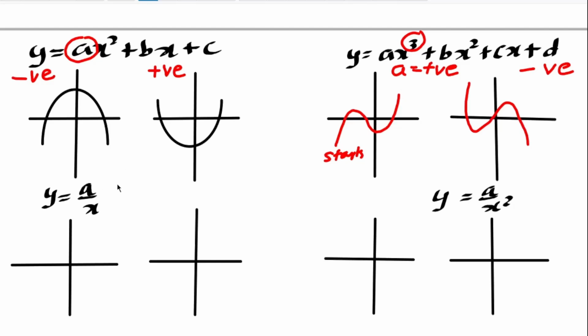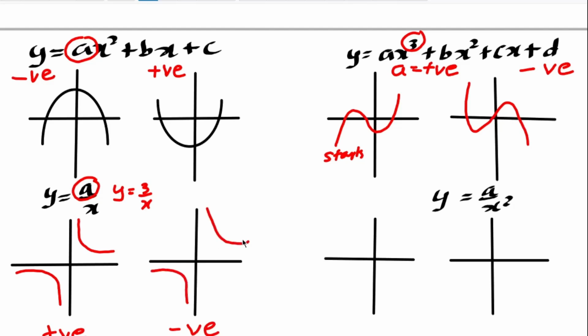Next one is reciprocal graph. So reciprocal graph, let's say that is y equals 3 over x. Then we draw it in this way. If this A is positive, this is the shape. If A is negative, this is the shape. So you have to memorize the shapes.